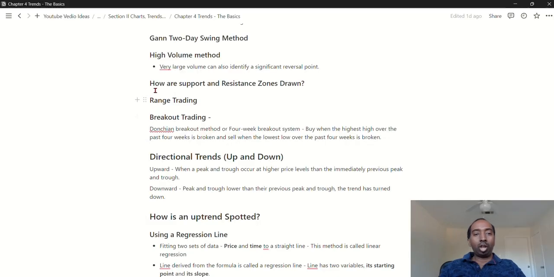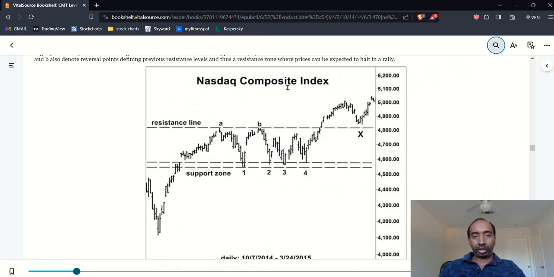How are support and resistance zones drawn? Let us see. So this is a chart. There are peaks and troughs. At point A and point B, the peaks are at almost the same price level. So we draw a resistance line. The resistance line extends to the future and also goes to the past.